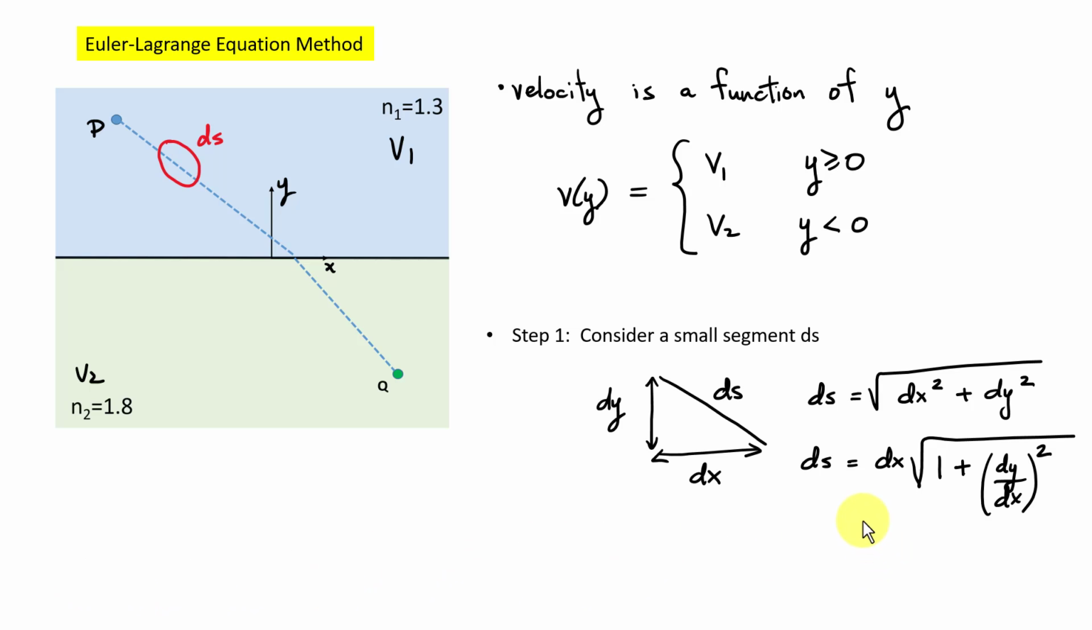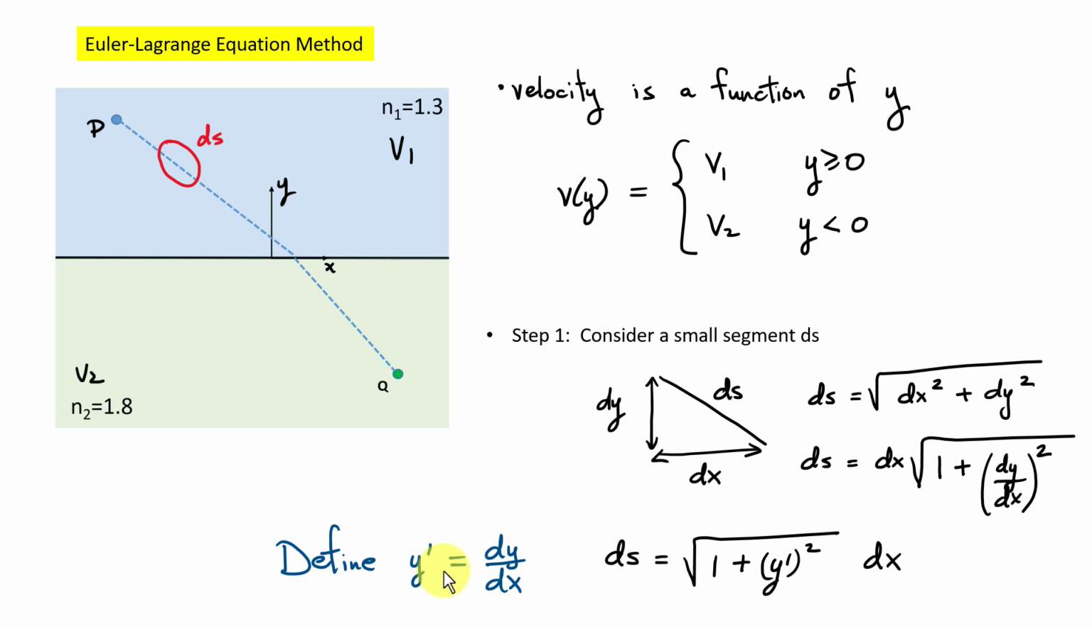Now the next thing I want to do is introduce a definition to simplify the notation a little bit. I'm going to call y prime as being dy over dx. What that allows me to do is write a more compact form for the length of this element ds as this final expression right here. So I have that element ds equals the square root of 1 plus y prime squared multiplied by dx. This will be the length that I'm going to use.